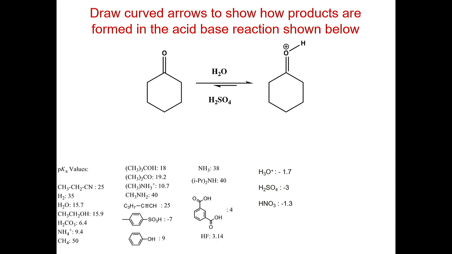Draw arrows to show how products are formed in the acid-base reaction shown below. Here we have a reaction between a ketone and water and H2SO4. The first thing to determine is which of these molecules will act as the acid. You can look at the pK values and see that H2SO4 is the most acidic. It has a pK of around -3 and should be the acid.